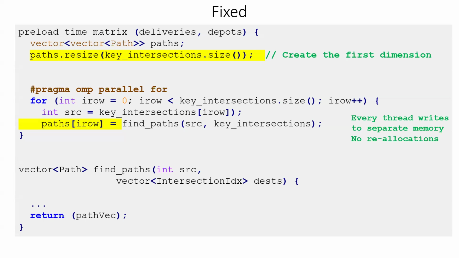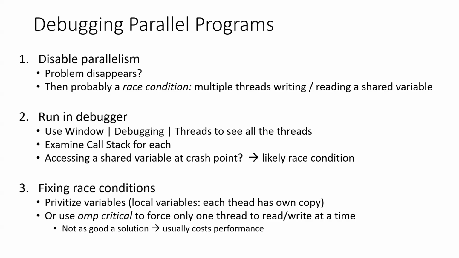So generally, these are just general things you need to worry about when you're adding in multi-threading, especially for memories. When you're debugging parallel programs, the first thing is to disable parallelism and see if the problem disappears. If it disappears, then it's probably a race condition. Multiple threads are writing, reading a shared variable in the wrong way.